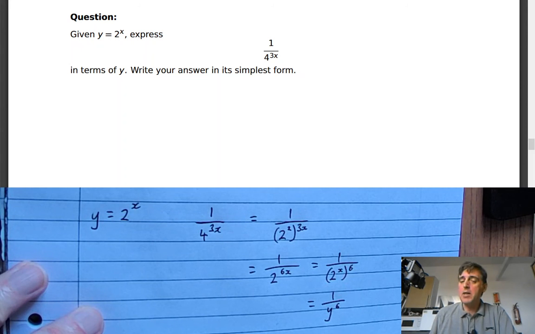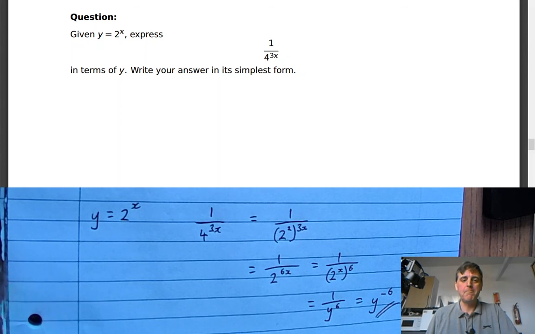Okay, so I could leave my answer like that. It does say simplest form. Well, I think that's quite simple, or you might prefer to write this as y to the minus 6 using that power rule that we've got there. So either way, I think we've done it and we've got our answer.